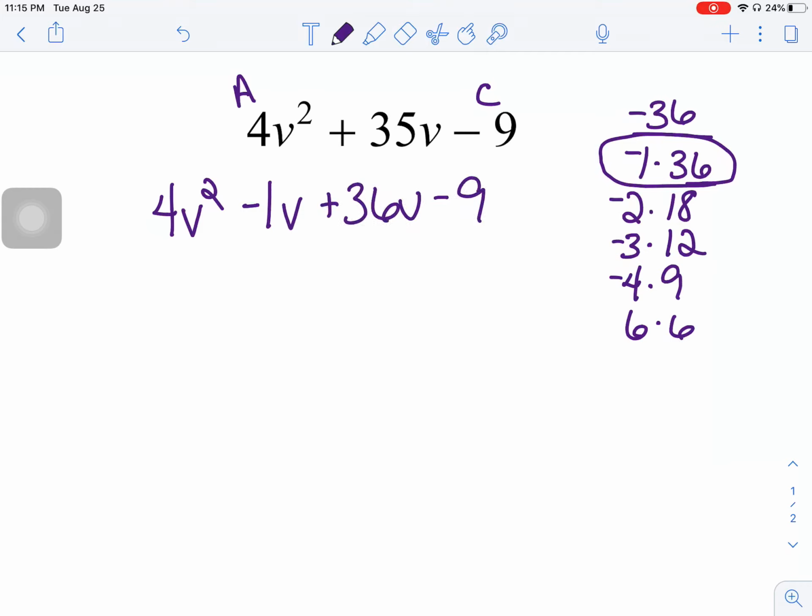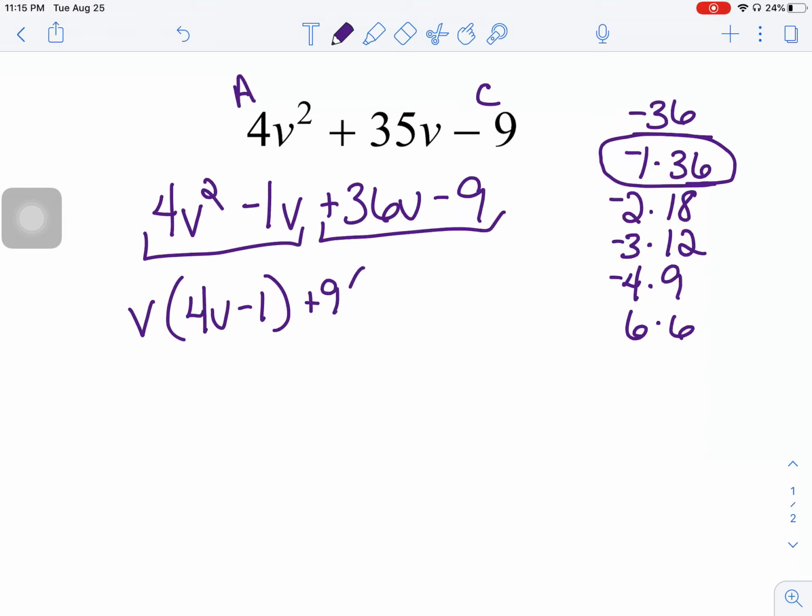Now you want to group your 4 terms. So you're going to group the first two, look for a GCF. The only thing they have in common is a v. So let's see, that would be 4v minus 1 left over. And then my second 2 terms, I'm going to group those up and look and see what they have in common. And they share a positive 9. So 4v minus 1. Double check, parenthesis matches parenthesis set.